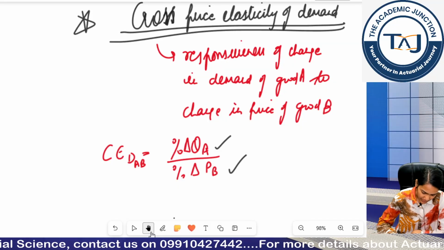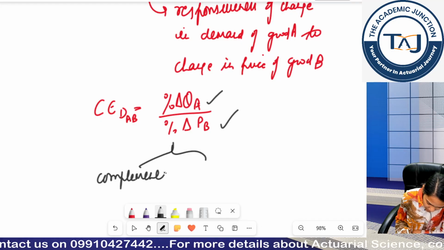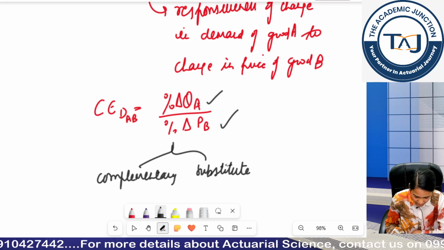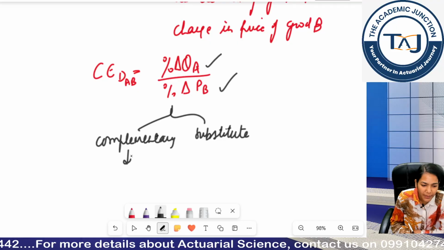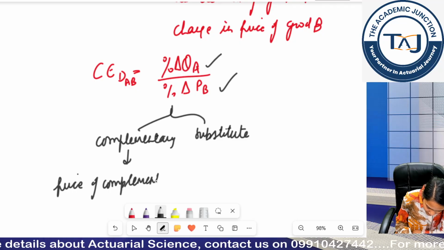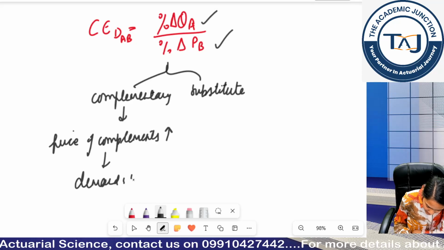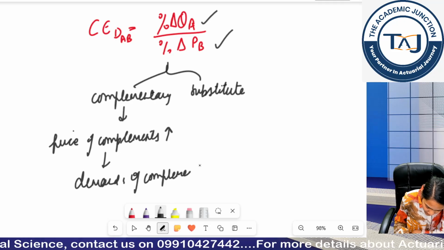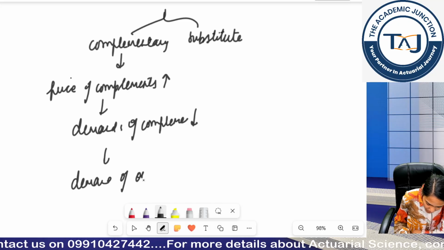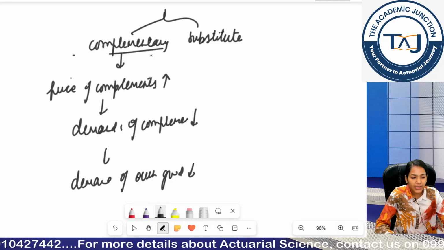Clear? Now we can have two types of goods, complementary and substitute goods. For complementary goods, what happens if the price of complements increases? Demand of complements decreases obviously by the law of demand, so demand of own good also decreases. What are examples of complementary goods?